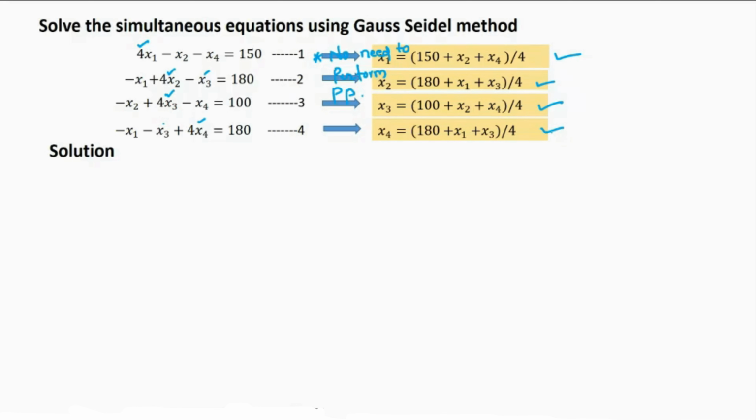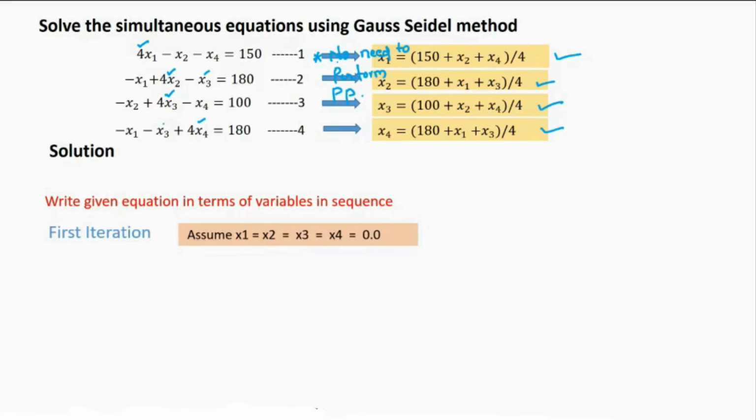So first of all, you have to write each equation in terms of its variable: first equation in terms of x1, second in terms of x2, third in terms of x3, fourth in terms of x4, and so on. If it contains 4, you use only 4. Once you have written this, the next step is to find the solution. Write the given equations in terms of variables in sequence, which we did here.